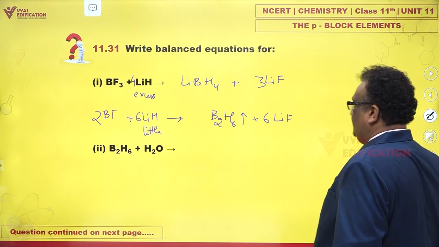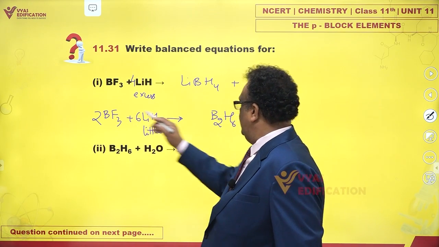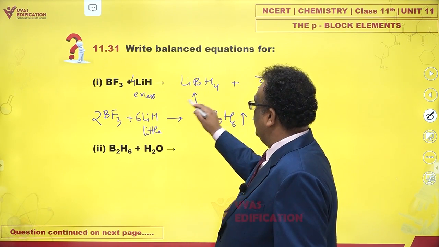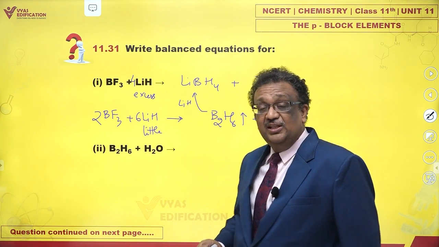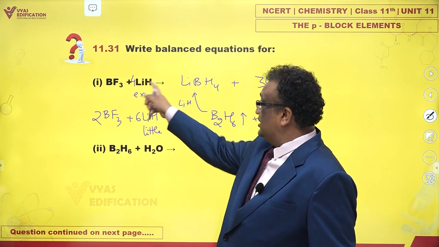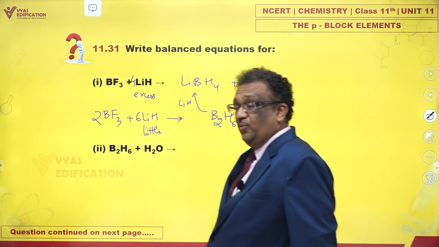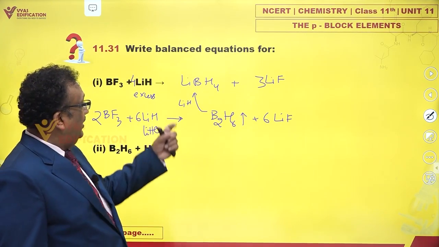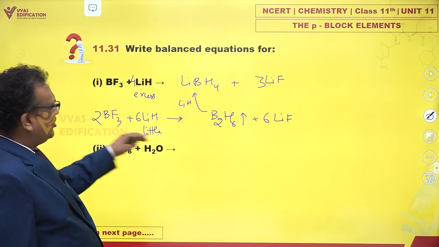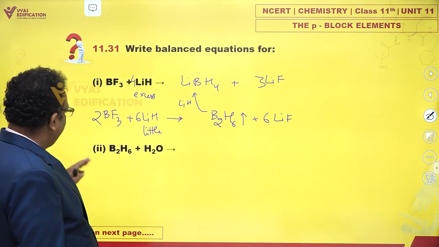Let me just clean this up, yeah. This is BF3. B2H6, if you react it with excess lithium hydride, if this was little, this excess, again B2H6 itself can be absorbed by lithium hydride to give you LiBH4. So these are all interrelated reactions.